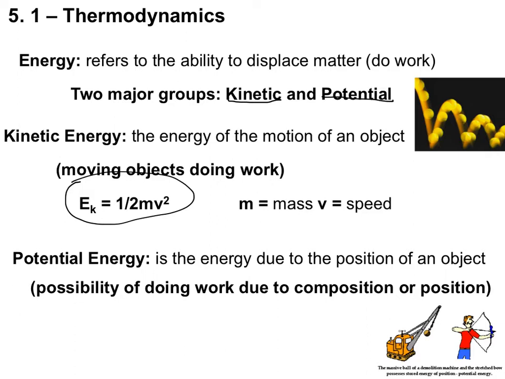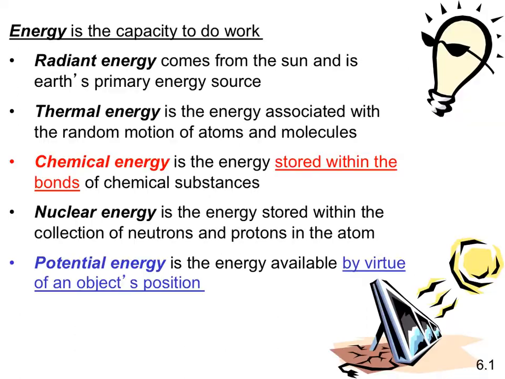Potential energy is the component of energy that is due to an object's position. So you have the possibility of actually performing work based on the position of an object or its chemical composition. And we'll talk about more of those details soon.